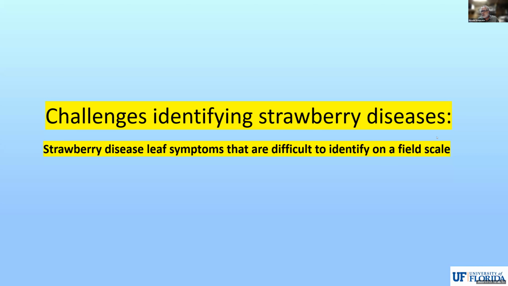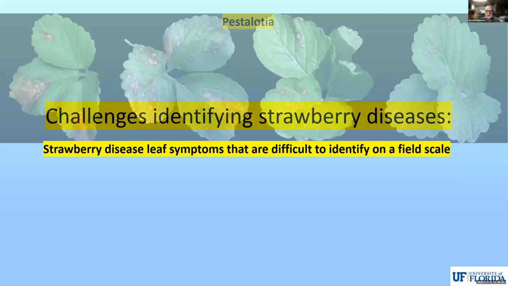And so that's the first thing, exotic diseases. I mentioned you've got to have real reasons to want to do this. Exotic diseases is very important. And I mentioned the example with leprosis. Here's another one: challenges in identifying strawberry diseases. They are very difficult to identify on a field scale, and I'll show you why.